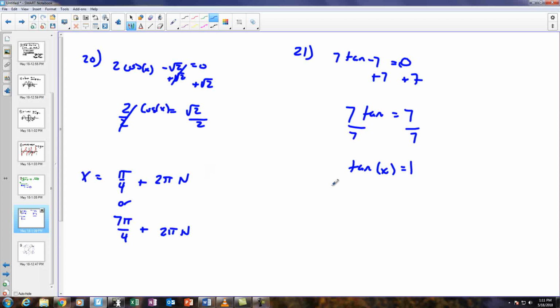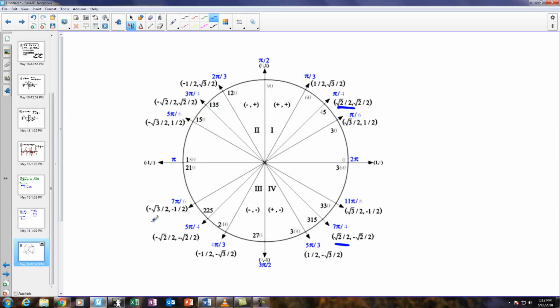Okay. Over here on number 21, okay, we still have tangent is equal to 1. Now, if you didn't write down all of the tangents along the outside of your circle, this is going to be a little bit harder.